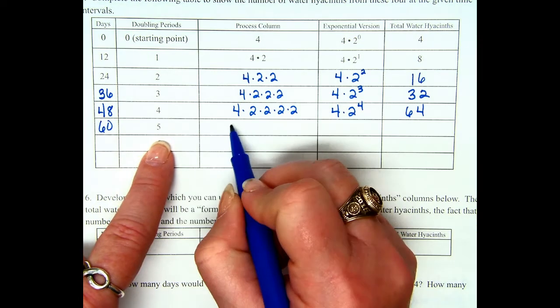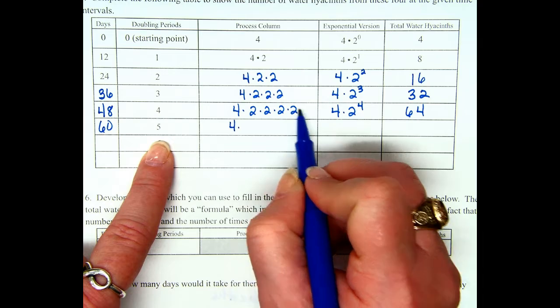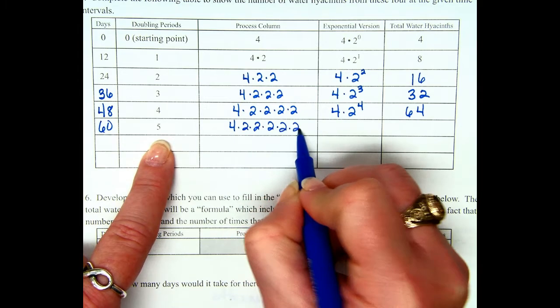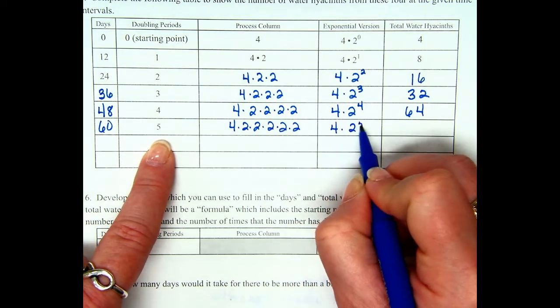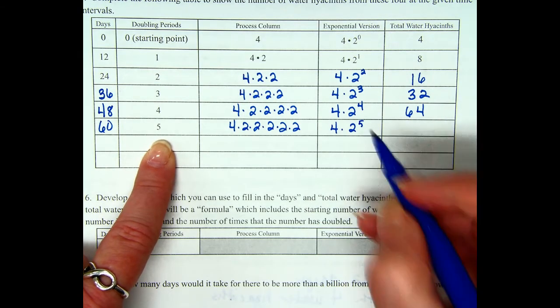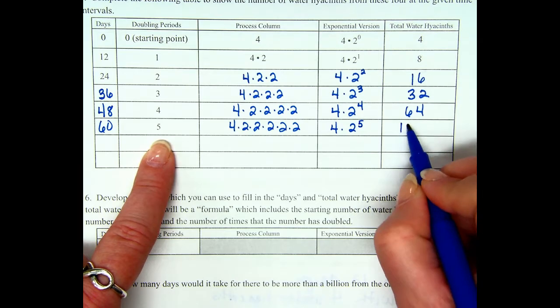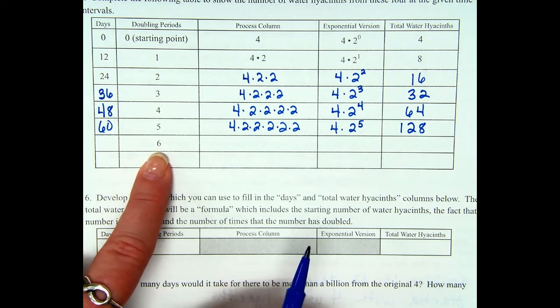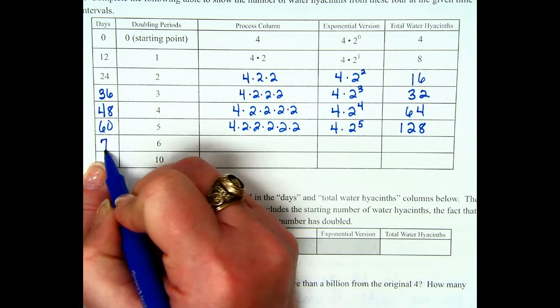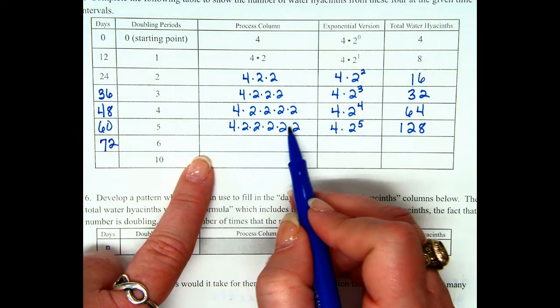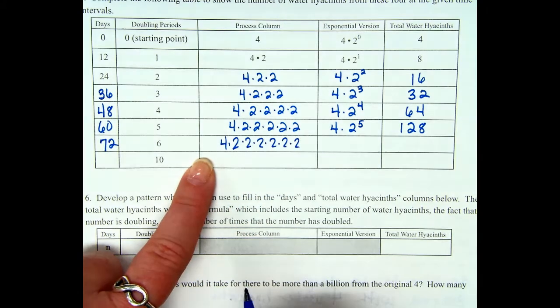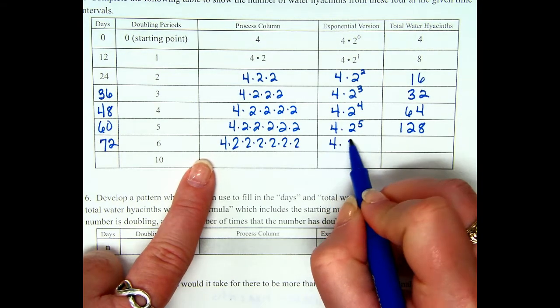Okay. Process column. Same thing as above, times another 2. So 5 2's, right? 1, 2, 3, 4, 5. So 4 times 2 to the 5th. What'd you say? 128? Excellent. After 6 doubling periods, 72 days. Process column is the one before times another 2. So 6 2's. 1, 2, 3, 4, 5, 6. So 4 times 2 to the 6th.